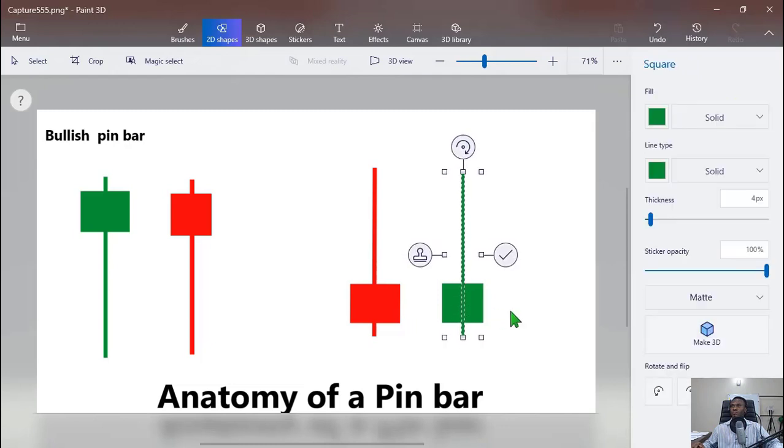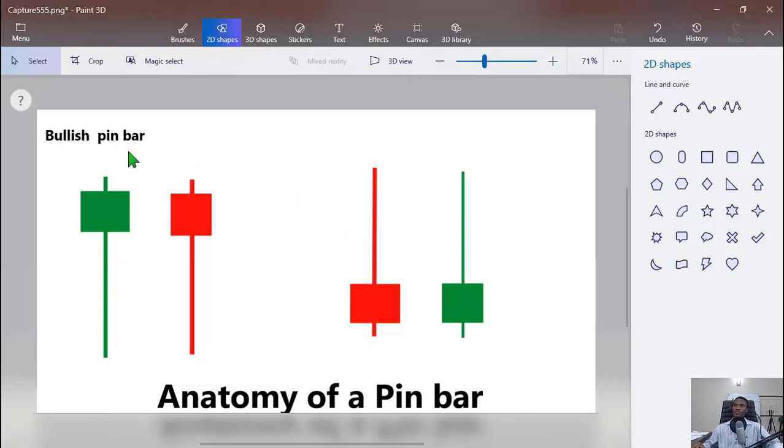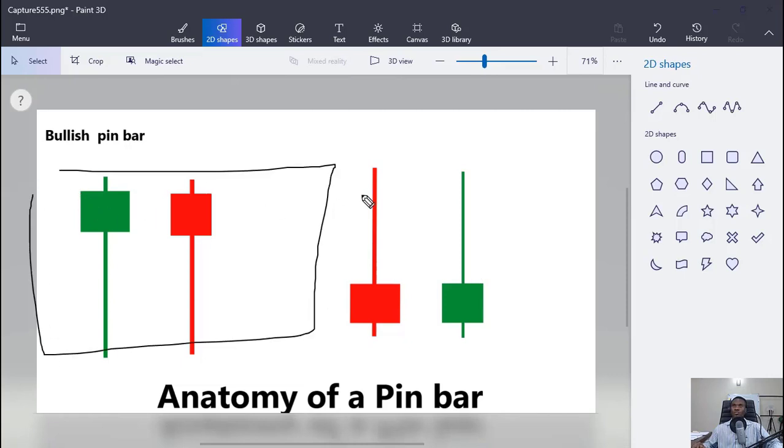Remember, it's not compulsory, it must have a nose. Okay, so the question is: is this the right one, is this the wrong one, or is this the right one, or is this the wrong one? So the right answer is both are all correct.